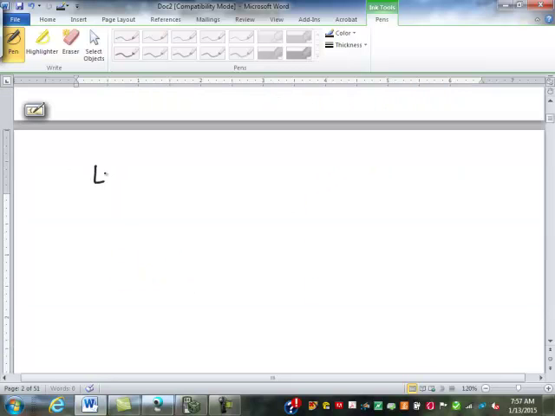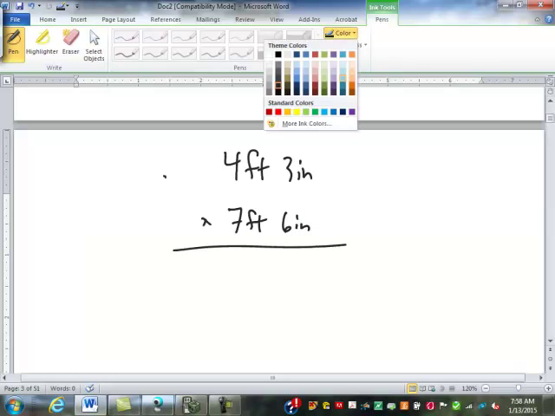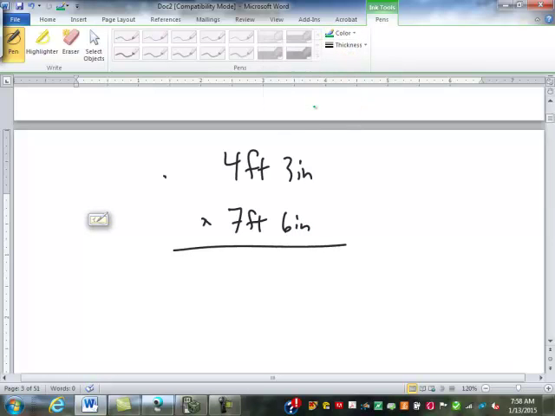Multiplying. Let's have 4 feet, 3 inches times 7 feet, 6 inches. We would not leave it like this to multiply. Because remember, when you multiply, you don't need the same name. Which means this 6 inches can multiply the 3 inches, but it could also multiply the 4 feet.